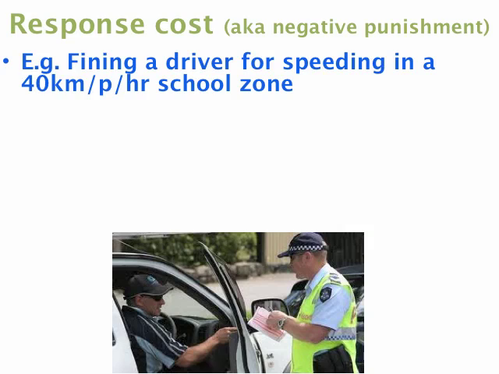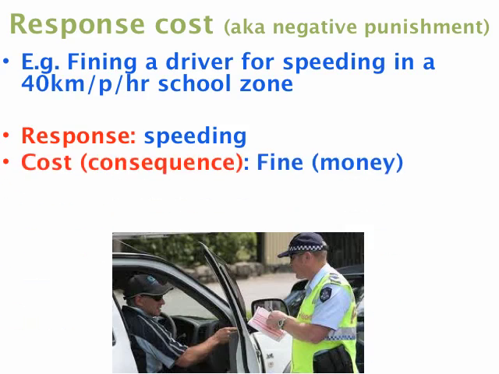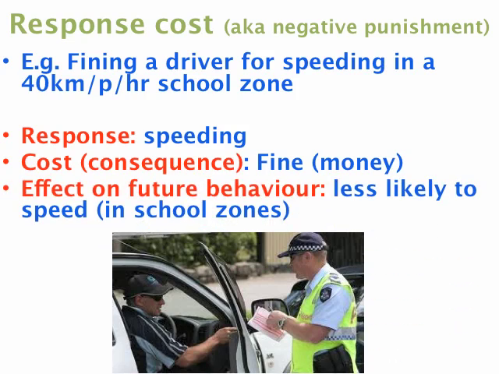We have a driver that speeds during the school hours, which in metropolitan Melbourne is 8:30 till 10 in the morning and 2:30 to 4 in the afternoon. So if you drive in a school zone, you've got to be under that 40 km/h limit during those times. The response that we're targeting here, or the police are, is speeding during school times. So what we're taking away, the cost of speeding, if you go above that 40k limit, is it's going to cost you money. You're going to be fined. And the effect on their future behaviour is that driver, once they get that large fine in the mail, is less likely to speed in school zones during those times.